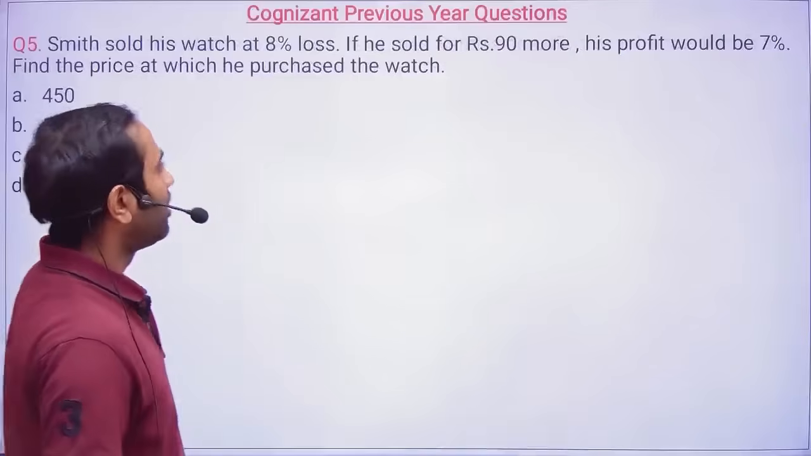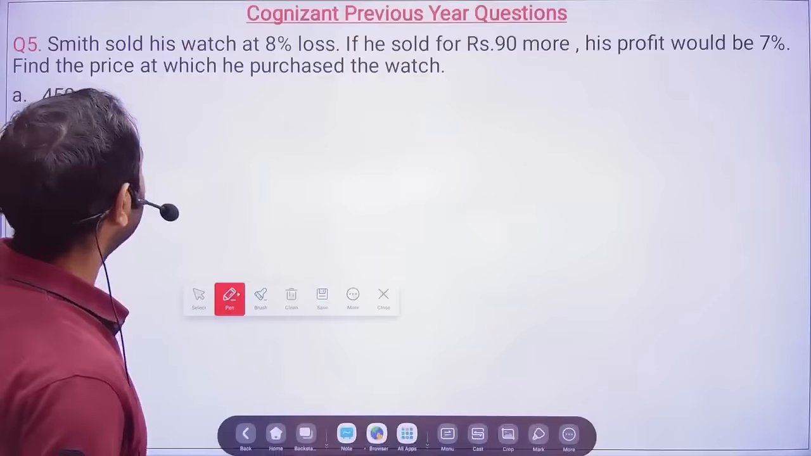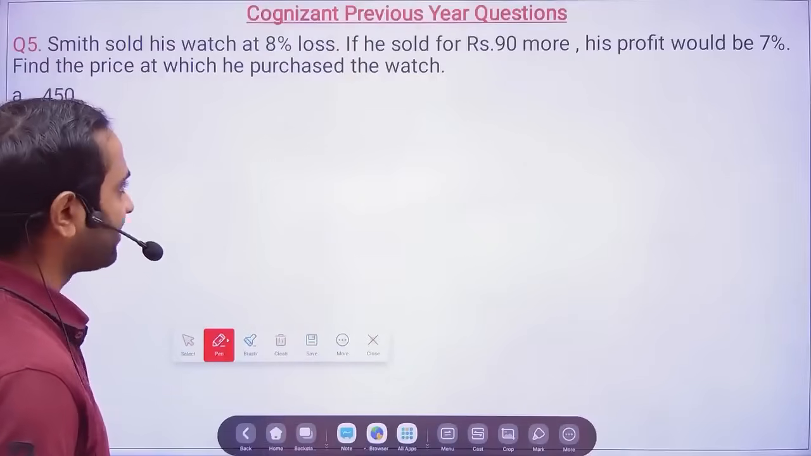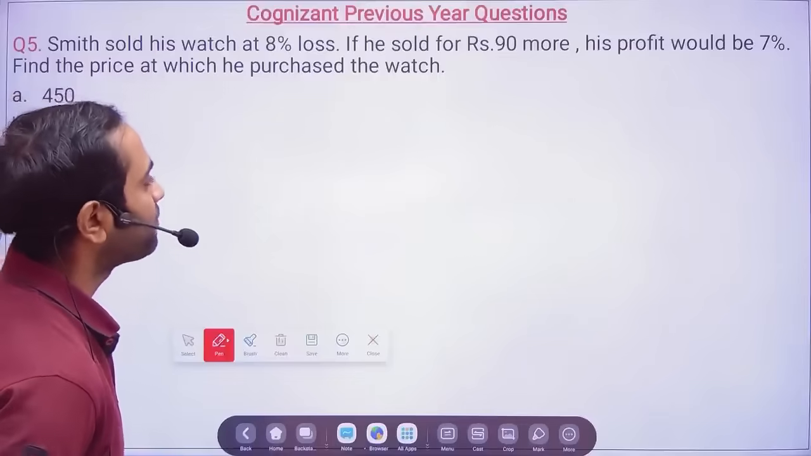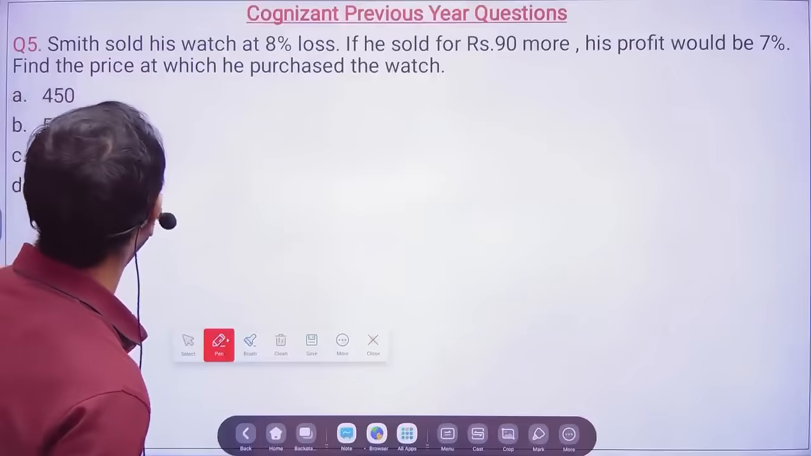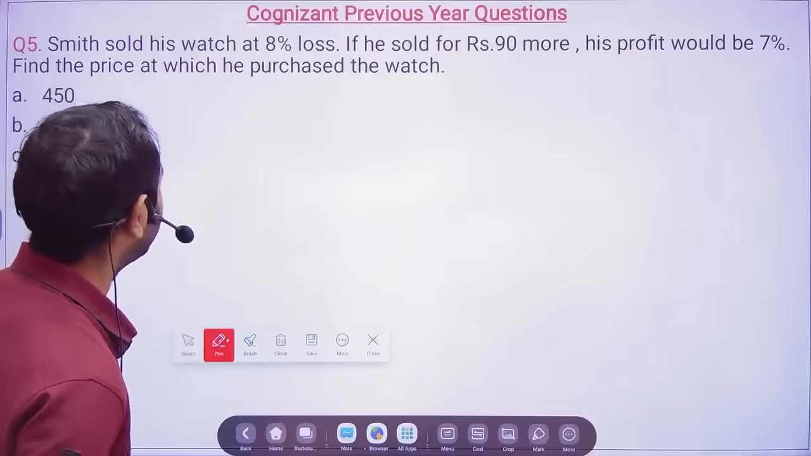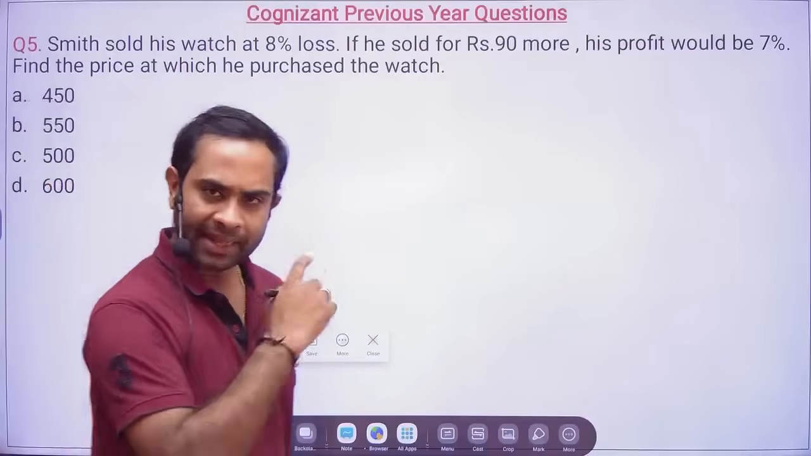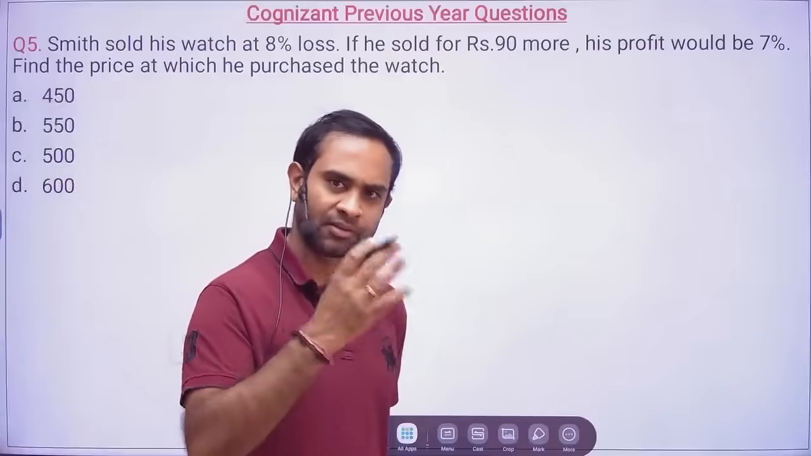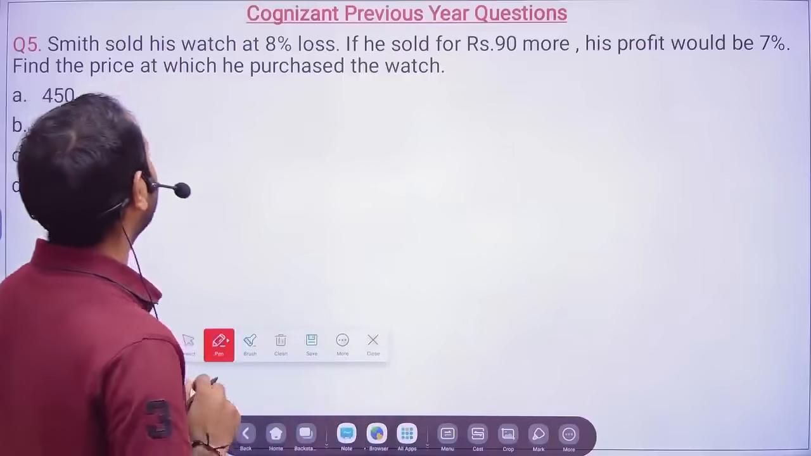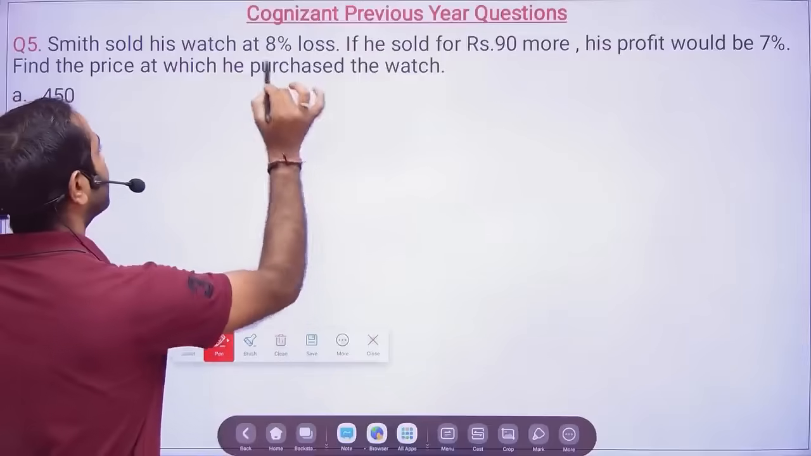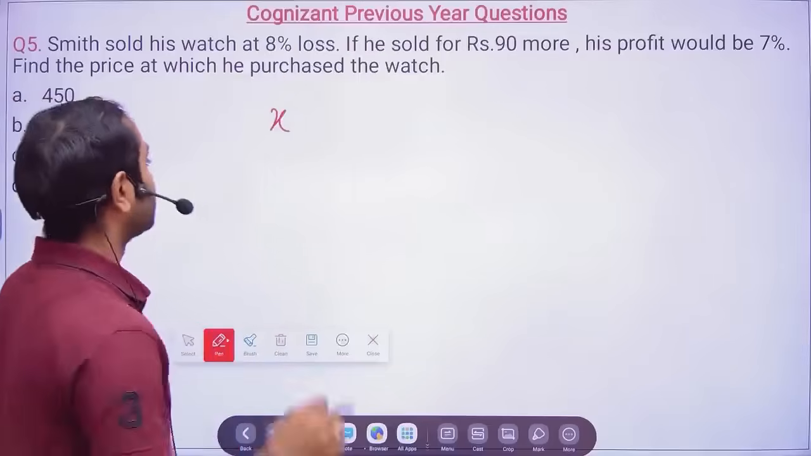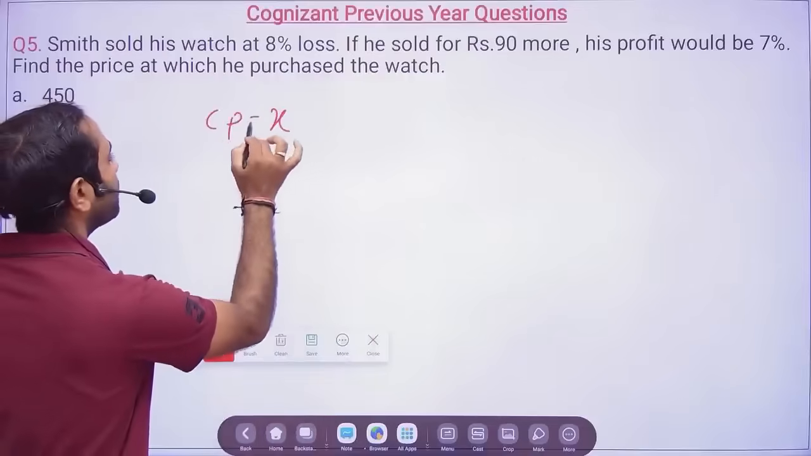Okay. A Smith sold his watch at 10% loss. If he sold it for rupees 90 more, his profit would have been 7%. Find the price at which he purchased the watch. So I'm taking X here, not mine, not yours, mathematical X. So suppose Smith bought the watch at X rupees.